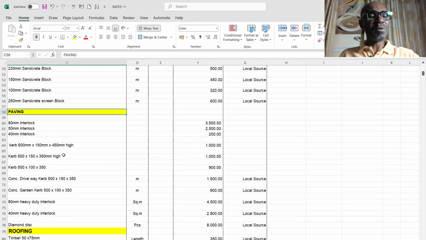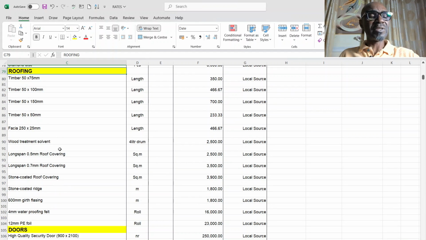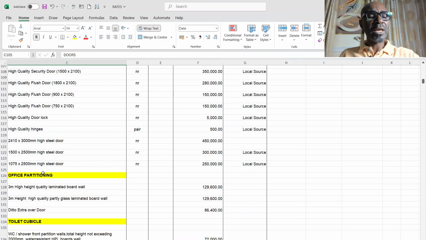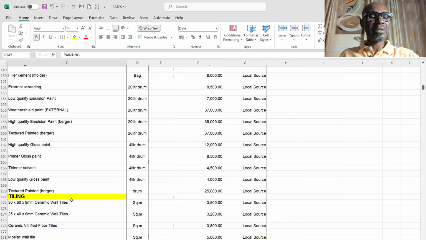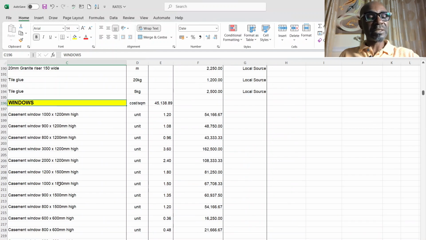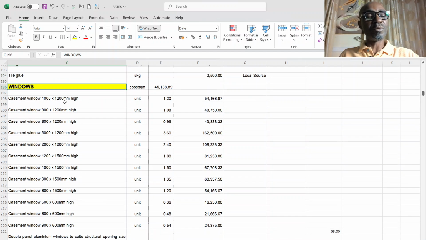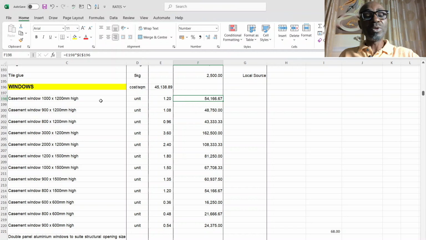I have the section for paving. I have the section for roofing, the 50 by 75 timbers. I have the section for doors. I have the section for office partition, toilet cubicle, painting, tiling. I have the section for window, casement, sizes of windows and all. It's just for me to ask the specialist what is the prevailing cost for this based on the specification of the architect for whichever cost I am pricing. Then as soon as I get it, I put it here. It gives me a unit cost.